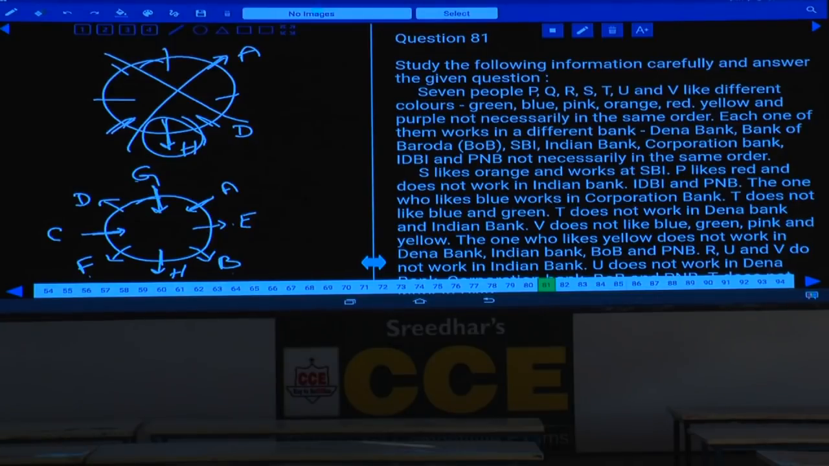There are 7 people, P, Q, R, S, T, U and V, who like different colors. And what are the colors given here? Green, blue, pink, orange, red, yellow and purple, not necessarily in the same order. Each one of them works in a different bank: Dena Bank, Bank of Baroda, SBI, Indian Bank, Corporation Bank, IDBI and PNB, but not necessarily in the same order. Clear now?